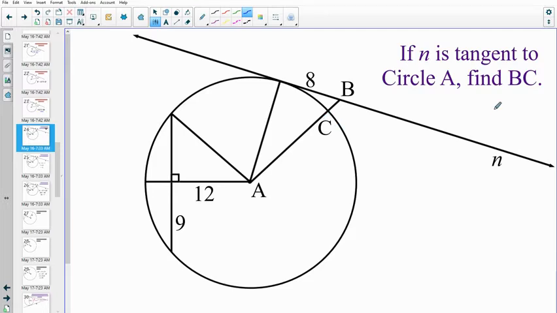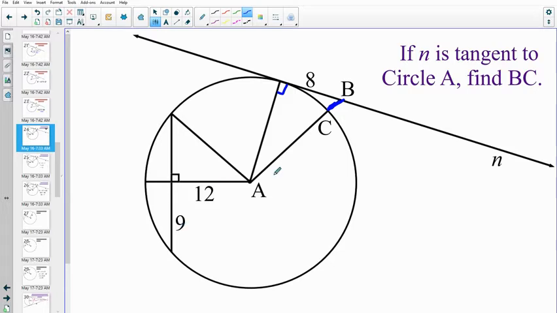So here they're saying if n is tangent, so this is a tangent line, which means we know that we've got a right angle. They want us to find this little tiny length right here. How long is segment BC? Well, if I knew how long this side was, I'd be in business. If I knew what the radius of this circle was, I'd be good, but I don't. I know this side length is 12. I know this part is 9, but I don't know what the radius of the circle is. I don't know what this side length is here.